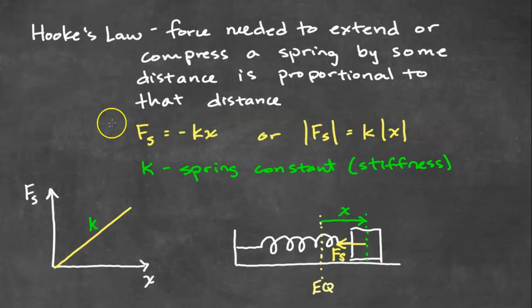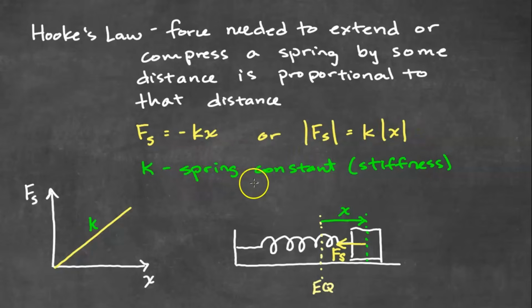The equation for the spring force is equal to negative kx. That negative just says that the spring force is in the opposite direction of the displacement. On your equation sheet, it has absolute values. So typically when we use this equation, we're just trying to get the magnitude, and then the direction we can figure out because it's going to be in the opposite direction. The spring force will be in the opposite direction of the displacement.